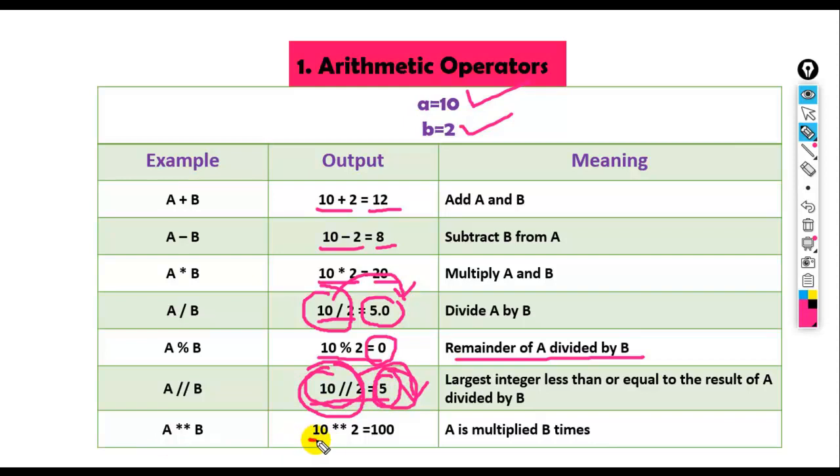So now 10 power operator 2, which is 10 raised to 2, that will perform 10 into 10. Here you can see a is multiplied b times, so output is 100, that you can see over here. So please remember, here both values are integer. So now let's take another example.